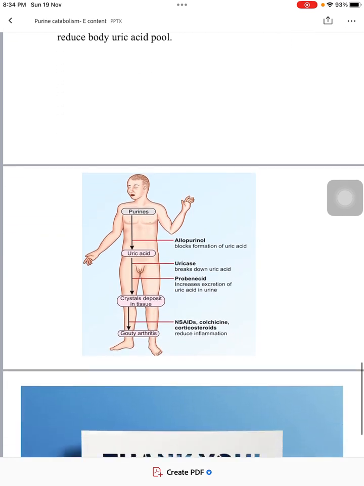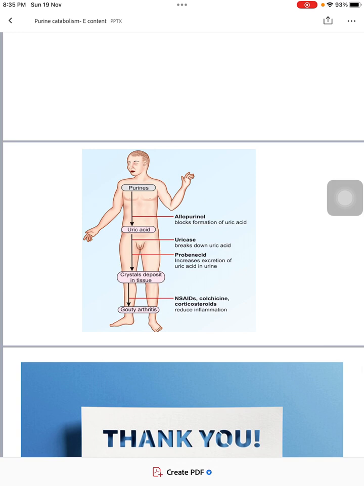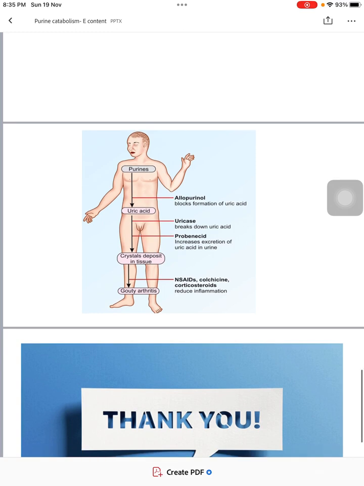The diagram below shows the impact of allopurinol, which blocks the formation of uric acid from the purine. The next shows the uricase. It breaks down the once formed uric acid. The probenecid increases the excretion of uric acid in urine. Thus, it minimizes the deposition of crystals.